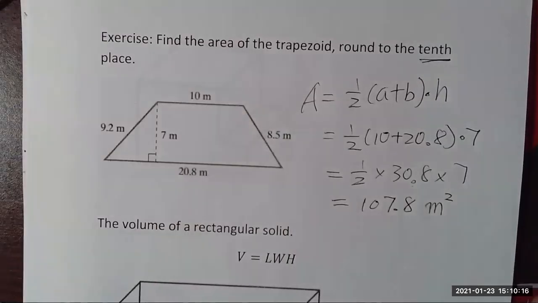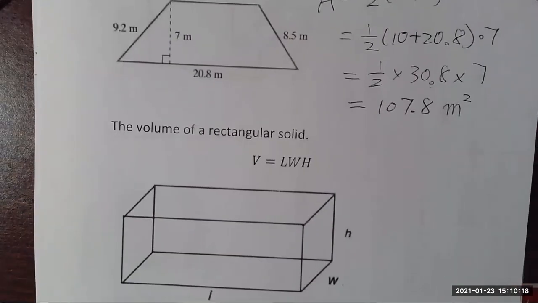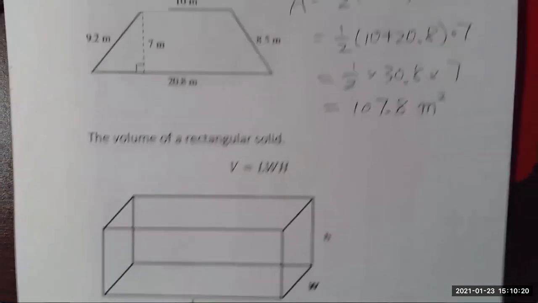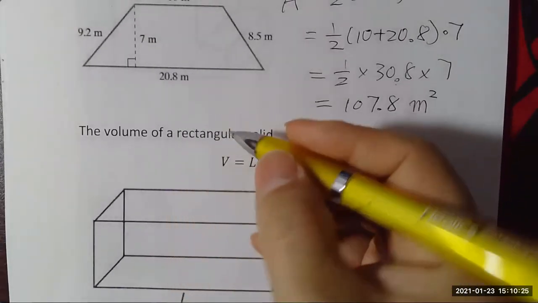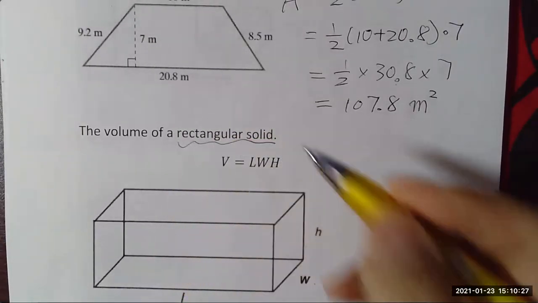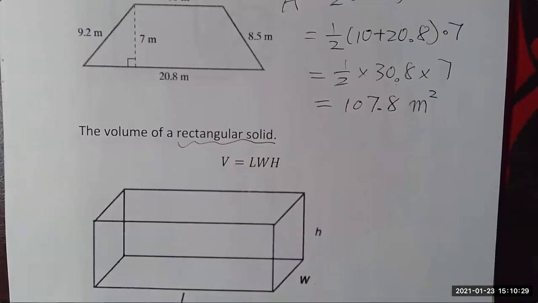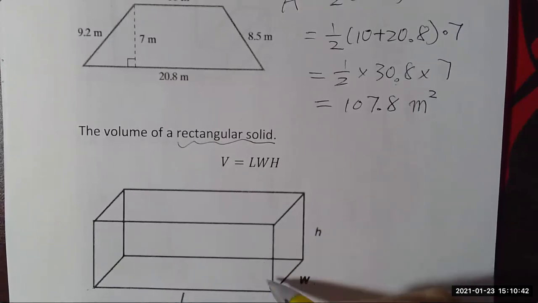Okay, let's continue. The next one is volume. We're going to look at several different figures. The first one is the volume formula for a rectangular solid. Rectangular solid is just another name for a box or tank in that shape. So you have 3 dimensions. For any volume formula, you will have 3 dimensions. Like this one, you have length, width, and height.